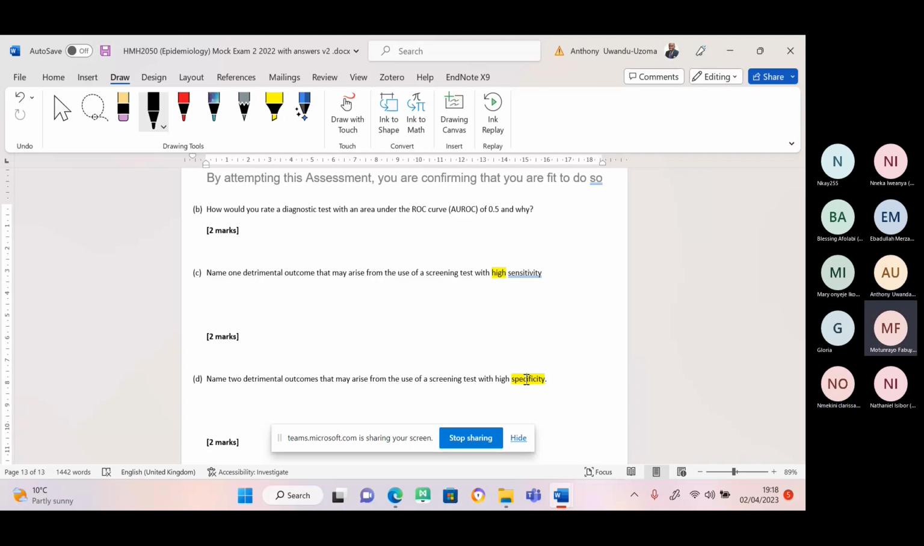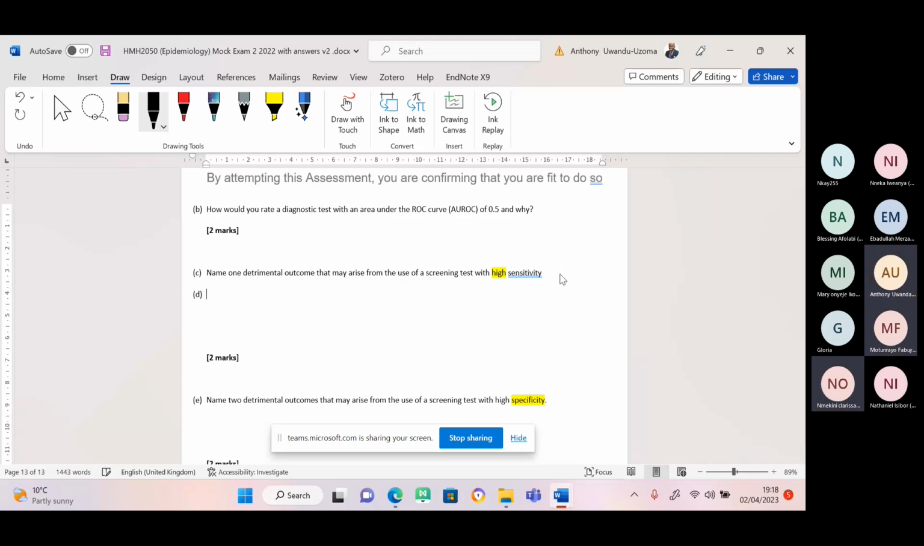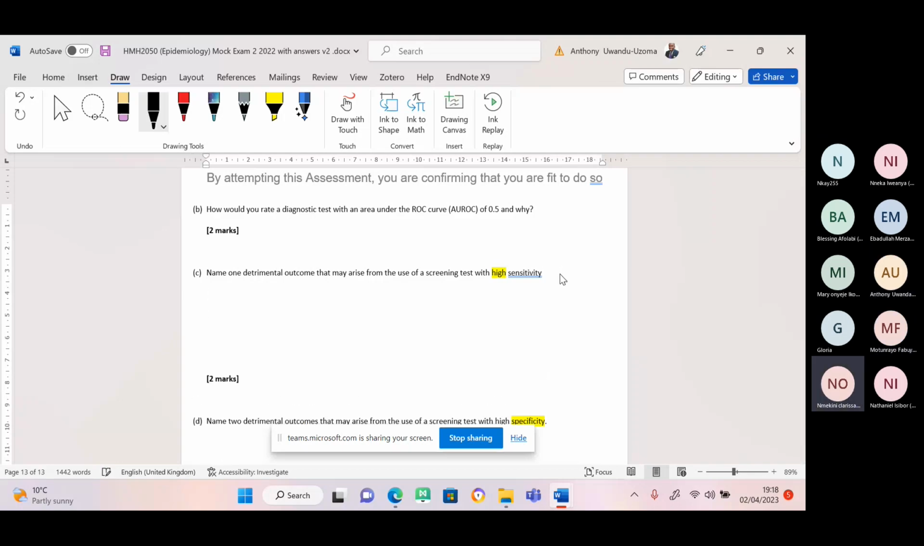Can you please type what you're saying? Because we can't hear you really. Is it possible? Please, just type it, please.